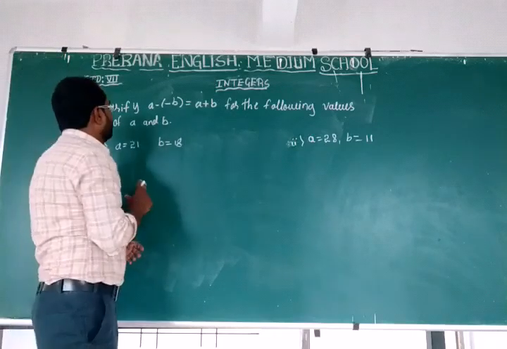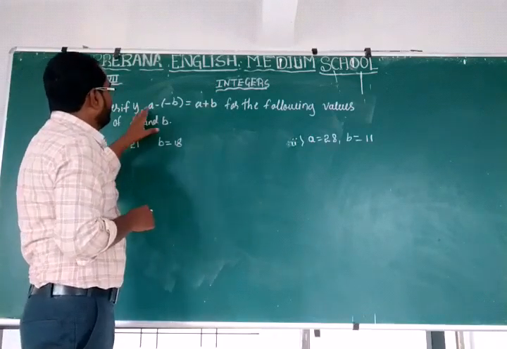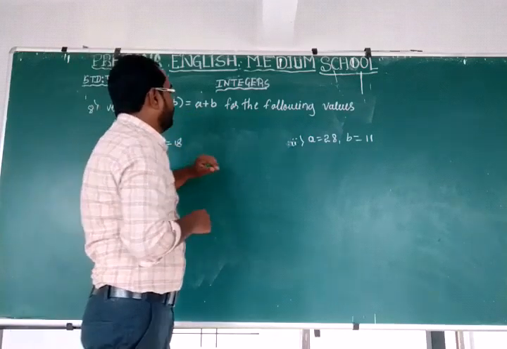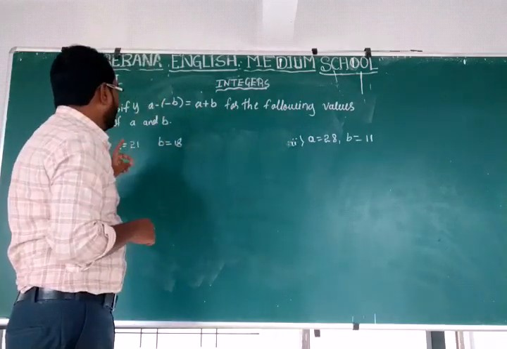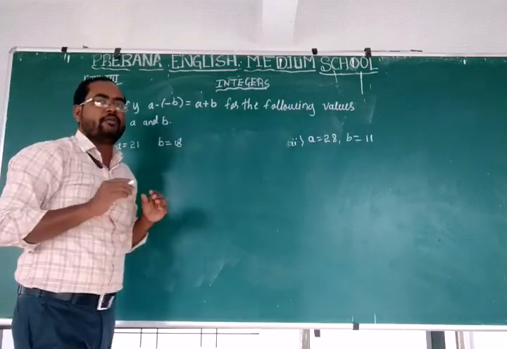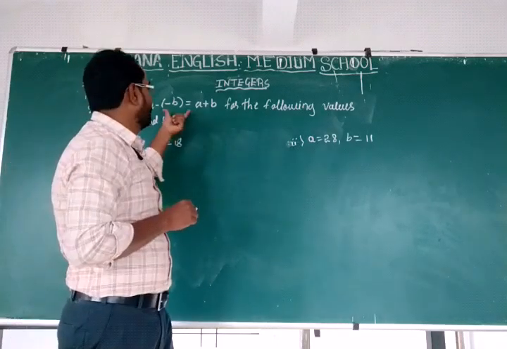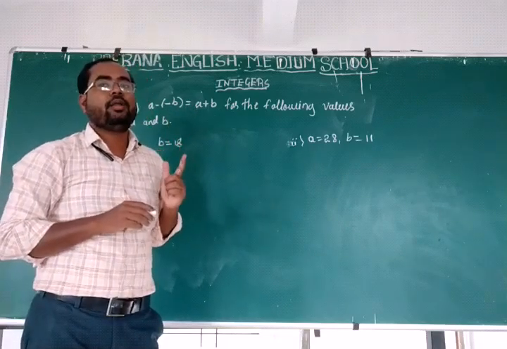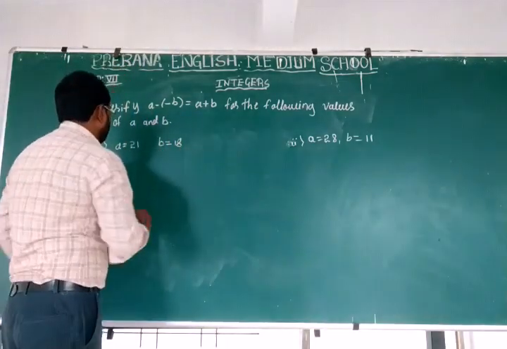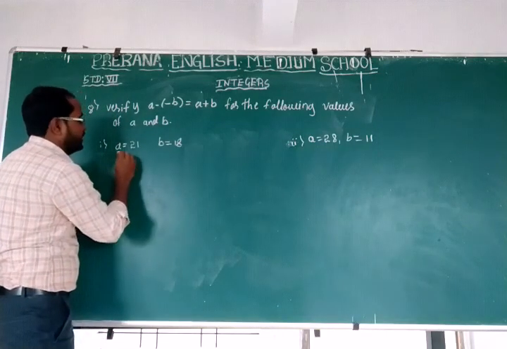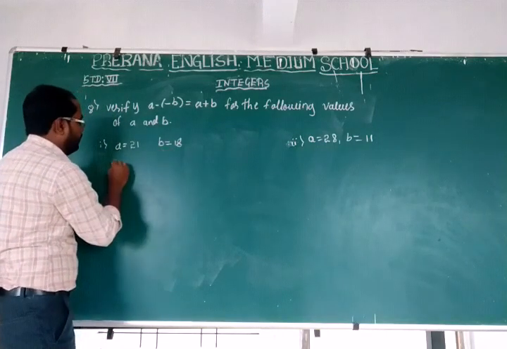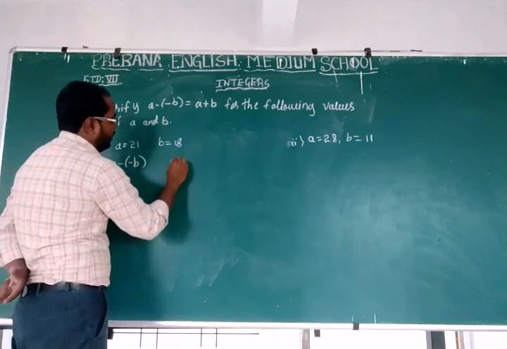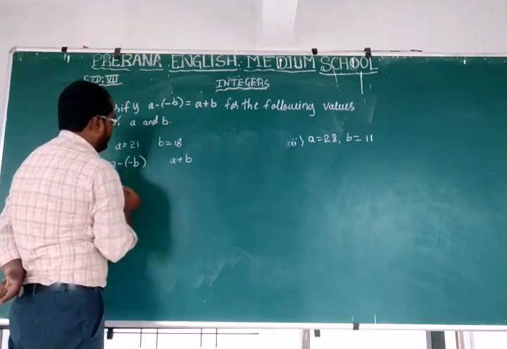To solve the next question, verify a minus (minus b) is equal to a plus b for the following values of a and b. So they have given the values of a and b. In this equation we have to substitute and check whether the values are equal or not. So the first one is a is 21 and b is 18. We will check a minus (minus b) and a plus b on the other side.